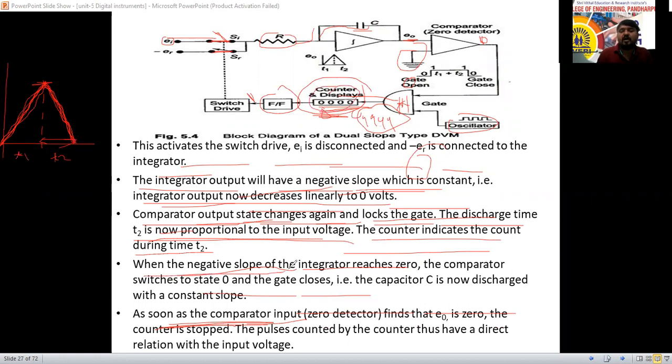When the negative slope of the integrator reaches 0, the comparator switches to the 0 state and closes the gate. 0 means it is going to close, 1 means it is going to open. That is, the capacitor C is now discharged with a constant slope. Whatever the capacitor charged, it discharges. As soon as the comparator input detects 0, that is, E0 is 0, the counter is stopped, and the pulses counted by the counter thus have a direct relation with the input voltage.